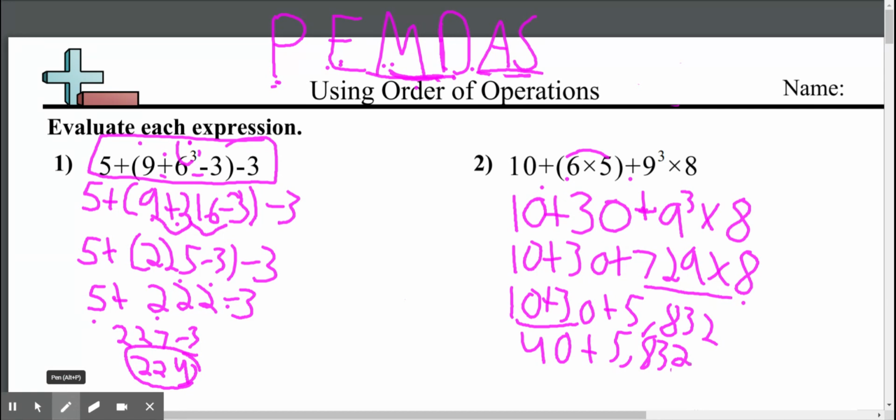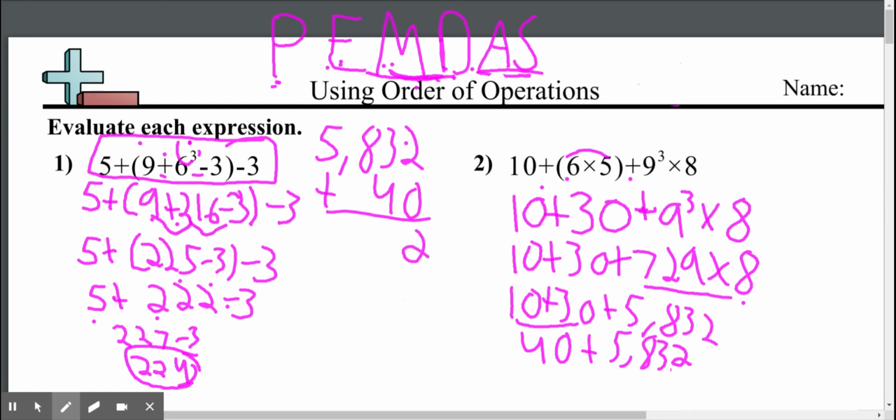All right, so 5,832. So once again, I have 5,832 plus 40. So that's going to give me 2. That's going to give me 7. That's going to keep it 8 and keep it the 5. So my final answer is going to be 5,872 in the end, okay? And I'll circle it there. So once again, we had our original problem up here. We get our final result at the bottom.